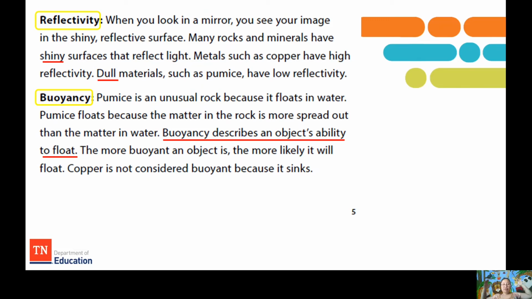All right, so I've got reflectivity on this page, which is basically telling me, is something shiny or is it dull? And then I have buoyancy, which is, does the object float or does it sink? And so in addition to color and hardness, now we have a total of 4 physical properties that we've learned about so far.